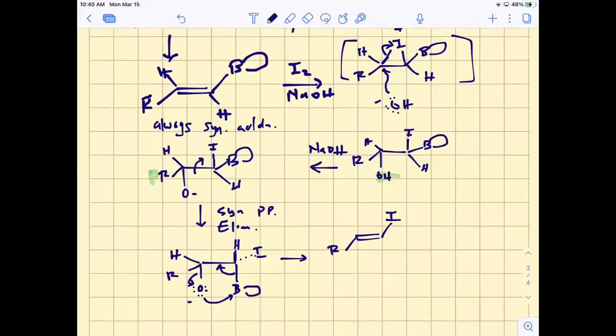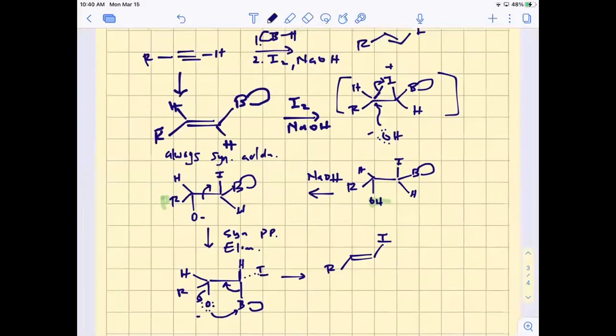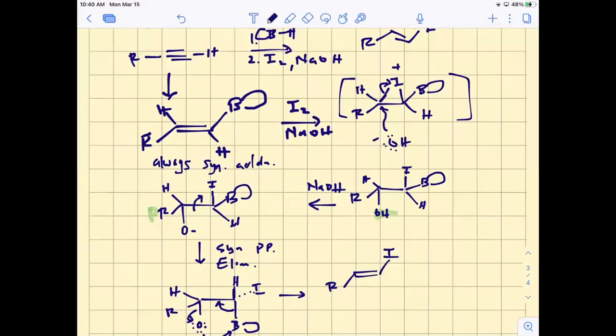All right. So again, if you want a trans vinyl halide, you can take that alkyne, treat it with catechol-borane, and then follow that up with iodine and sodium hydroxide.